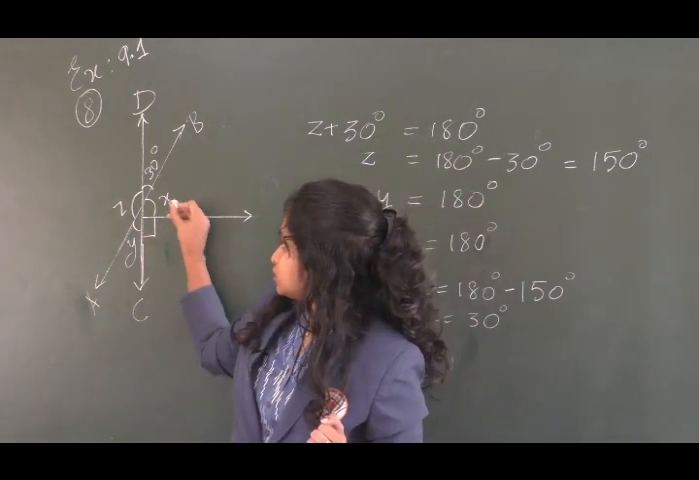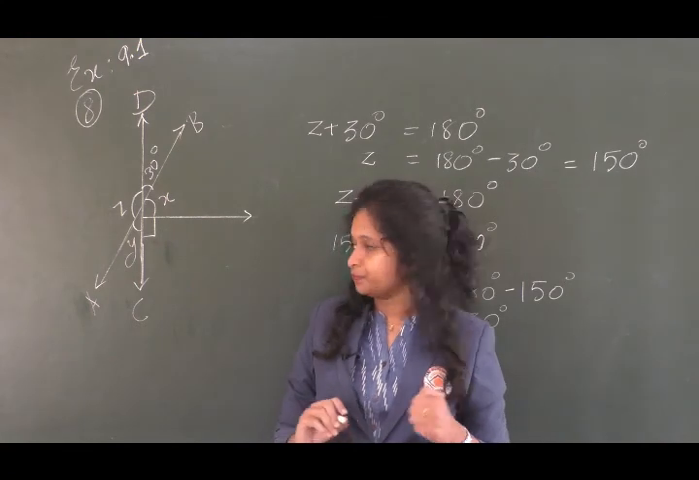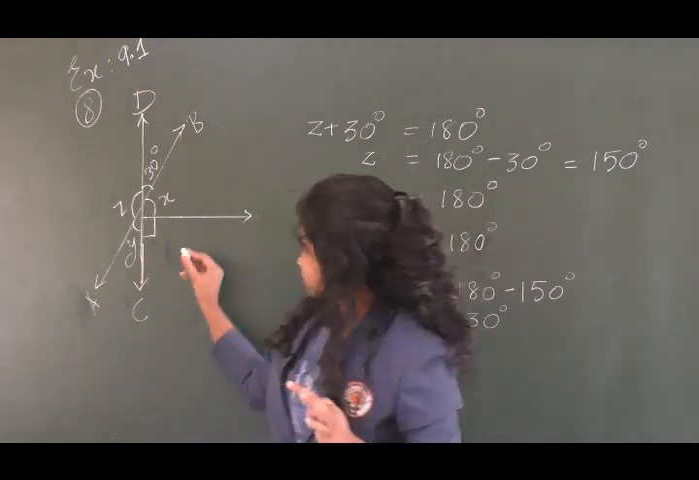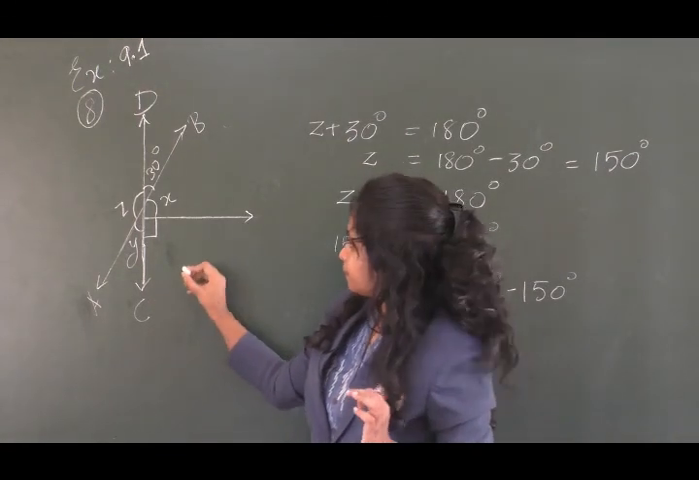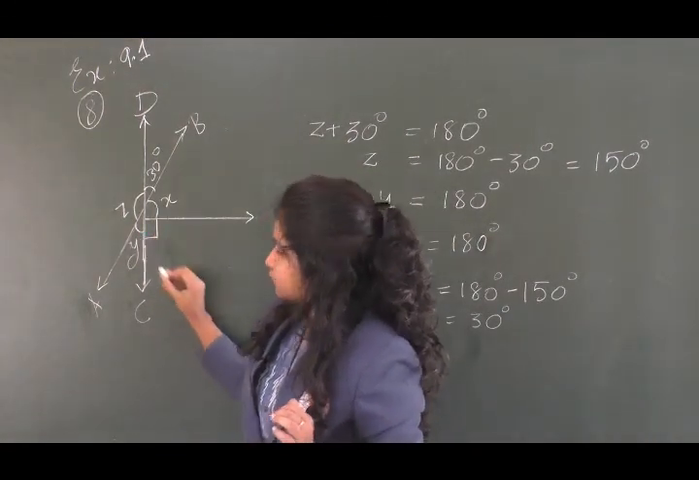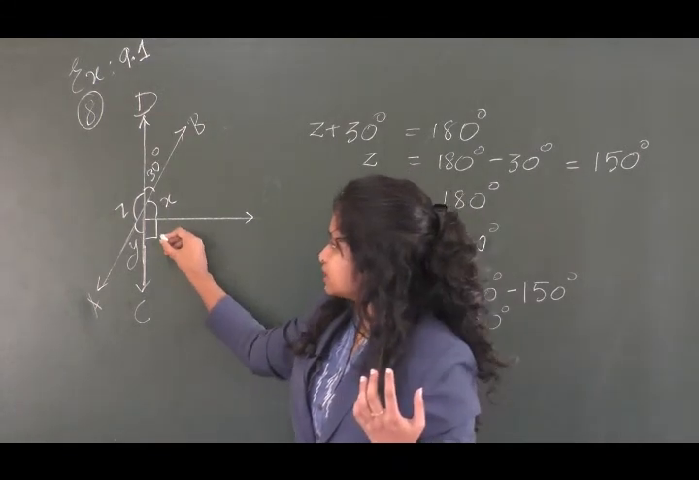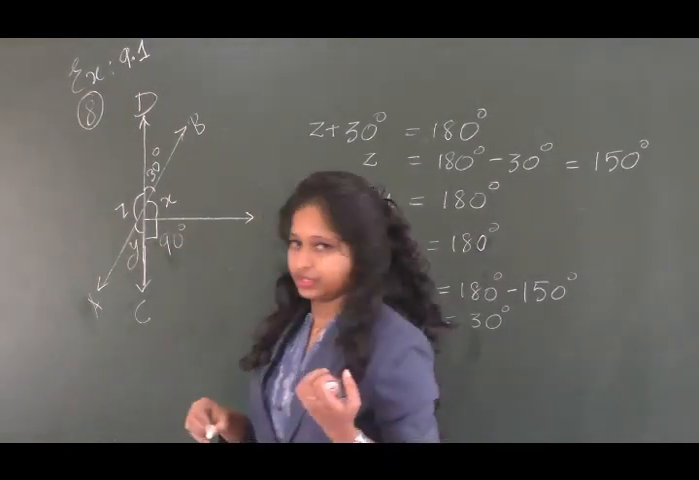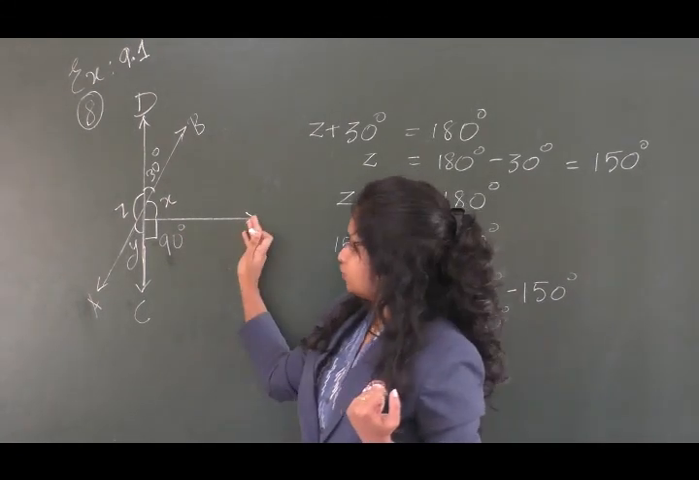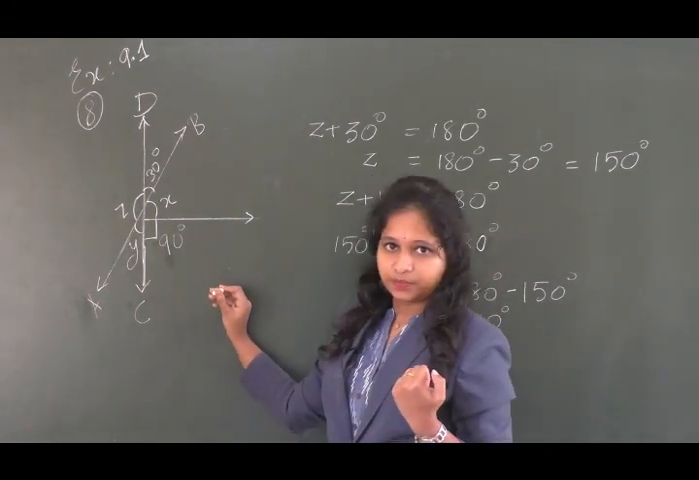Now how to find x? Here this CD is a straight line, isn't it? Now this angle, from this symbol we can conclude that this is 90 degree. Okay, so this part is 90 degree.